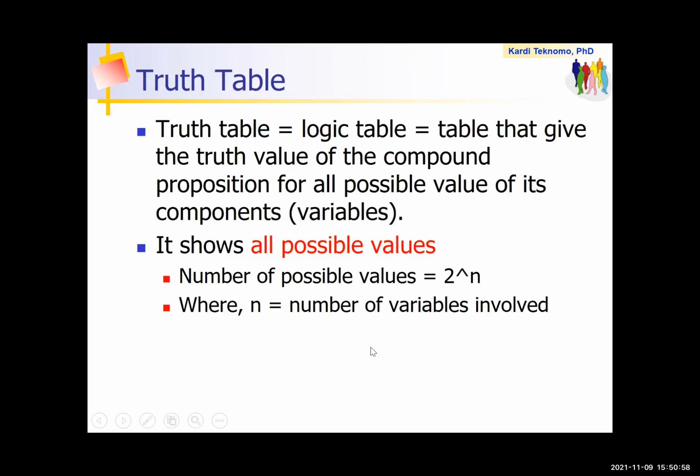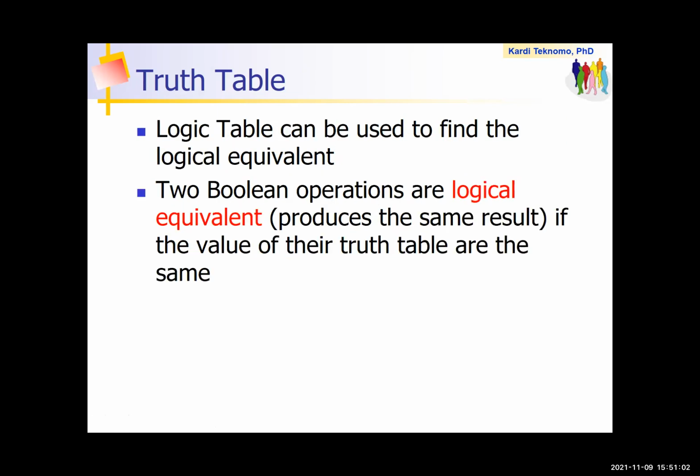Okay. Then you can use truth table, the same thing. You already have it. So then using truth table, two Boolean operations are called logically equivalent. What is the meaning? It means they will produce the same result if their values in the truth tables are the same.